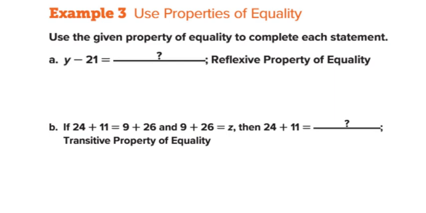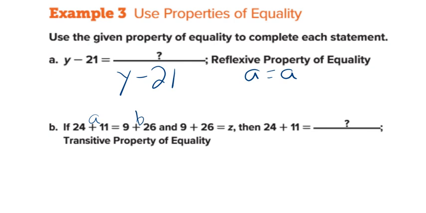So then example 3 says use properties of equality. Use the given property of equality to complete the statement. So it says y minus 21 equals blank, but reflexive. Reflexive was that A equals A, so you would just repeat it. So this would be y minus 21.